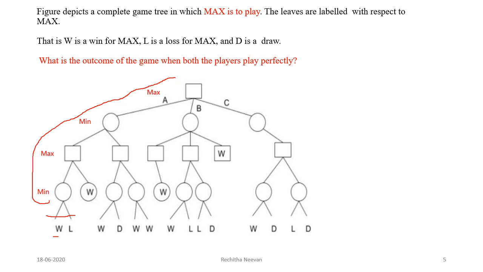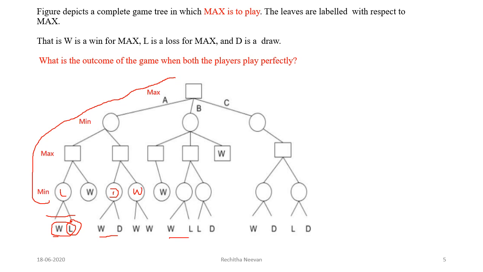Min node always tries to minimize the performance of the max player. So at this position, max player has a chance of win, and here it's a chance of loss. That means the min player selects loss. Here two possibilities are here, W, win, and draw. Min player selects draw. Both ways lead to win. That means the min player selects W.